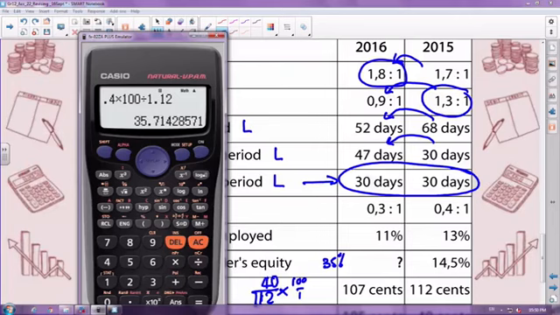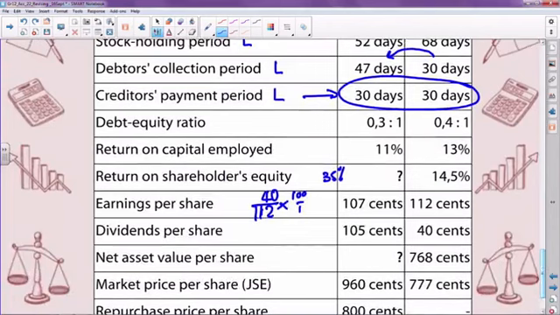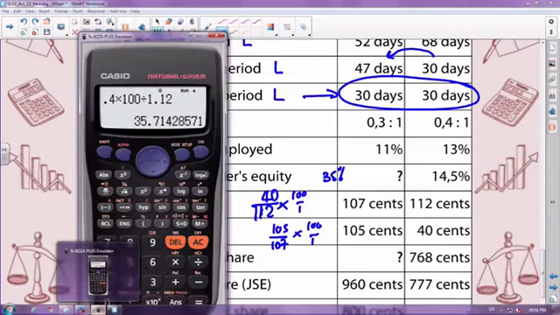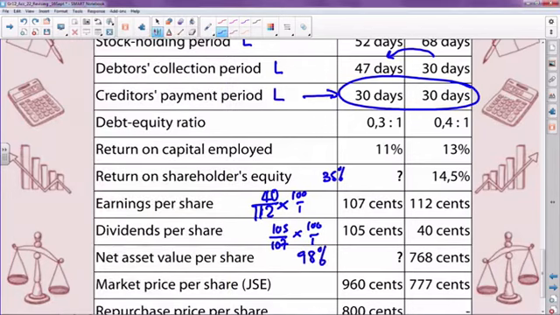In other words, you had a dividend payout policy of 40 over 112. That was in the 1 year. In the next year, you had 105 over 107 times 100 over 1. Once again, let's do our calculation here. It's 105 times 100 divided by 107, and my answer is 98%. Okay, now notice that your dividend payout policy last year was 35%, and this year has increased to 98%.